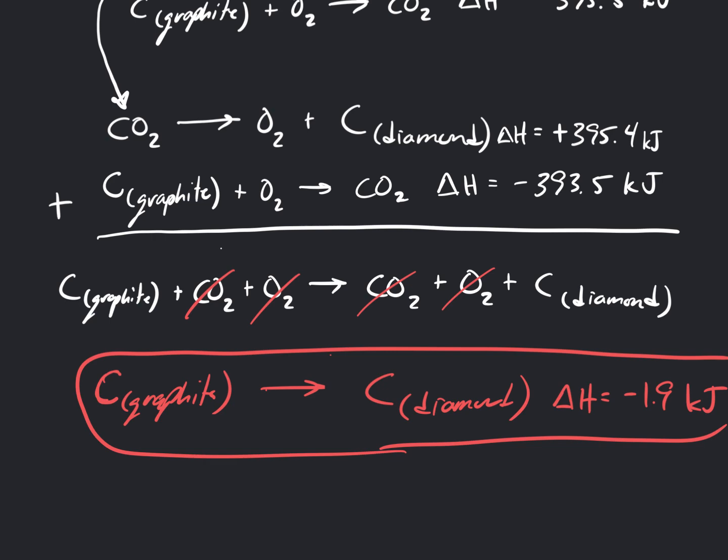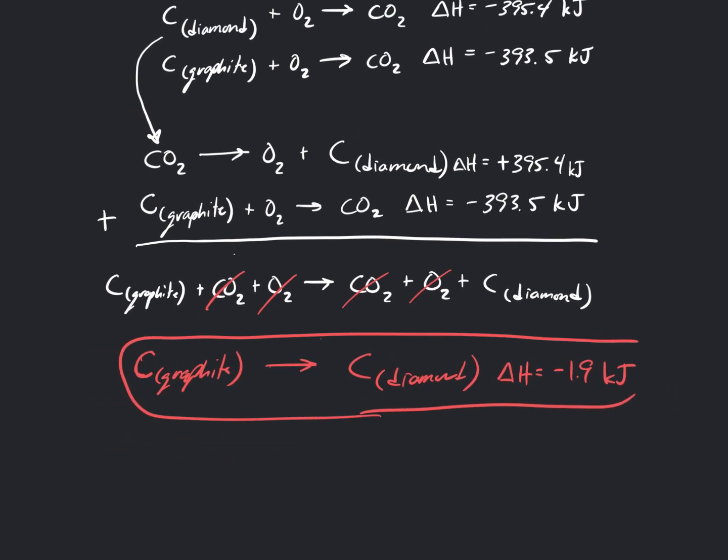Okay, so how much heat does it take to take 1 mole of graphite to create 1 mole of diamond? It's actually a positive, I'm sorry. It requires 1.9 kilojoules. All right, we're going to try another one.